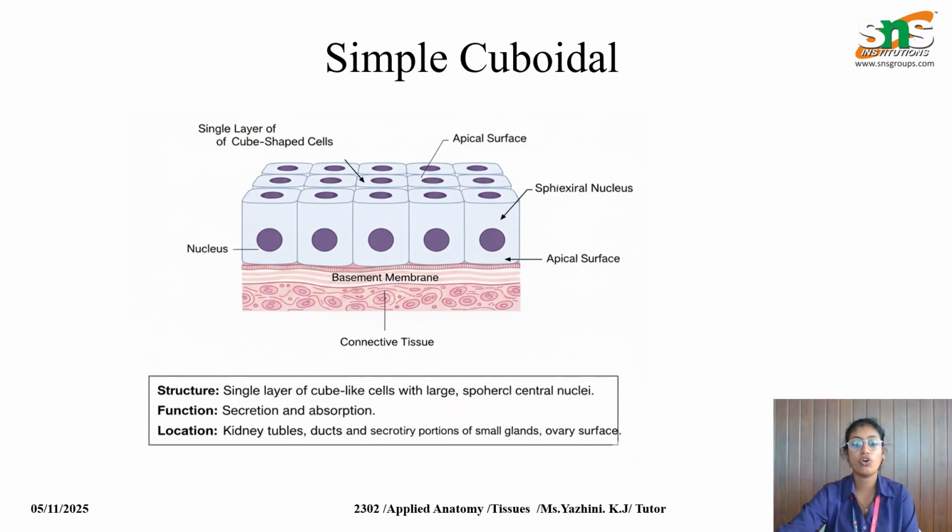Simple cuboidal has a single layer of cube-shaped cells, and the function is secretion and absorption. It is found in kidney tubules and ducts, mainly in small glands, and also on the ovary surface.